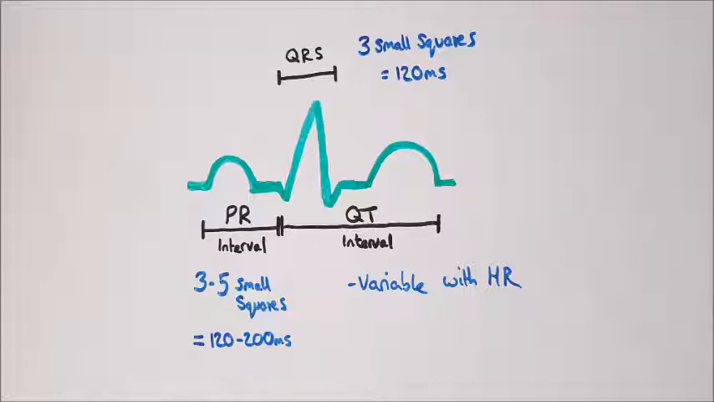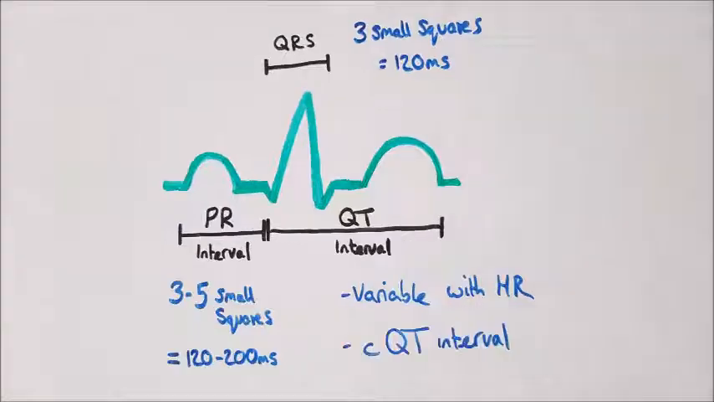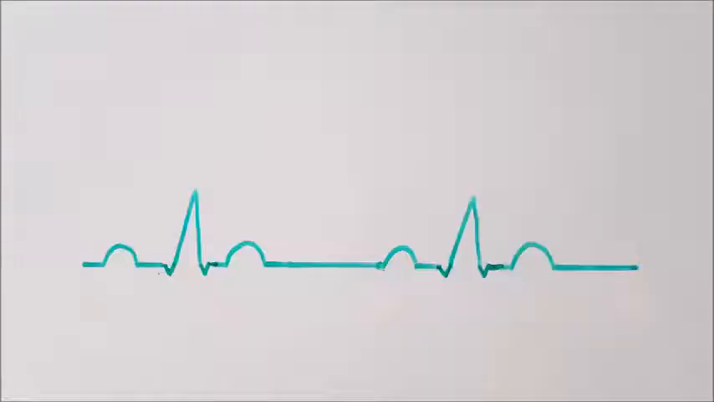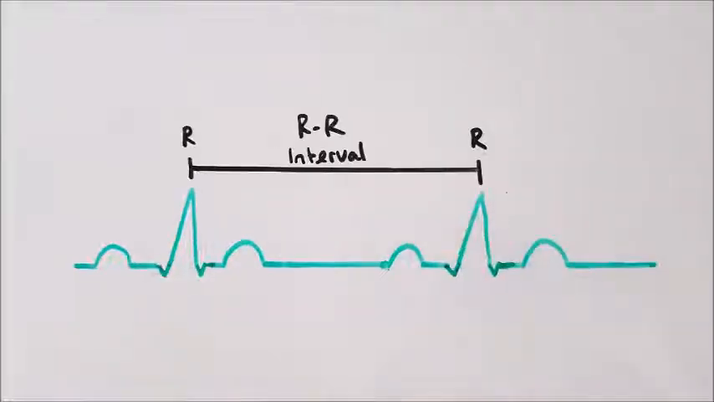However, the QT interval varies with heart rate and is normally corrected by the ECG machine to give the corrected QT interval, and has a normal range depending on factors such as gender. Another important aspect of ECG timing is heart rate. This can be calculated by the RR interval, which is the time between subsequent R waves, or essentially 2 heartbeats.